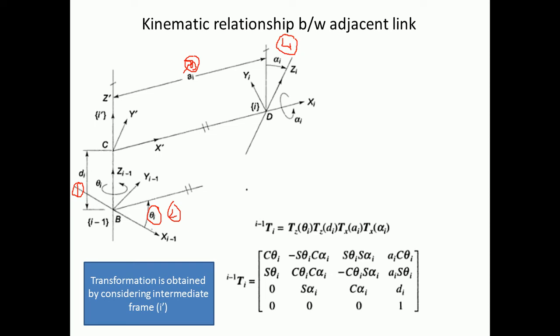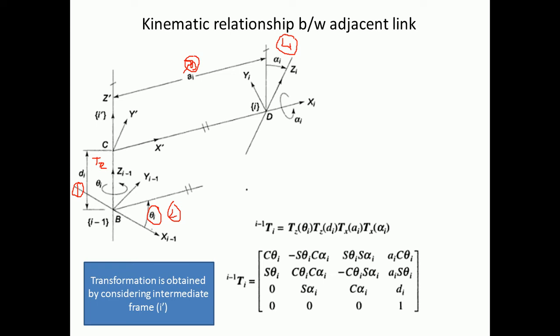A few things I would like to tell you before coming to the next slide. For finding the kinematic relationship between adjacent links, the first step is that we are translating from the x_{i-1} frame from origin B to origin C. We are just translating from point B to point C about the z axis, so the homogeneous transformation matrix to be written over here is the one about the z axis, and we are doing a translation.